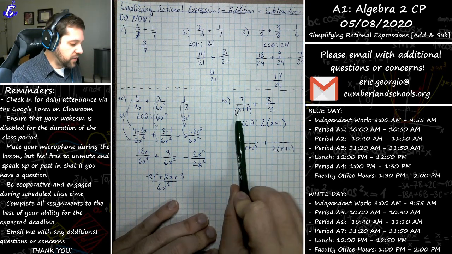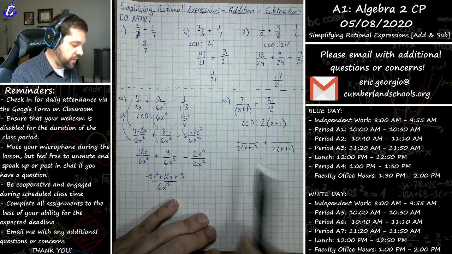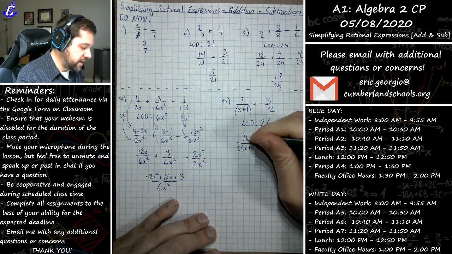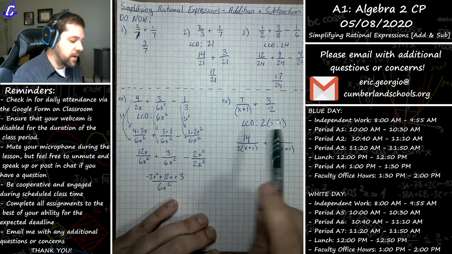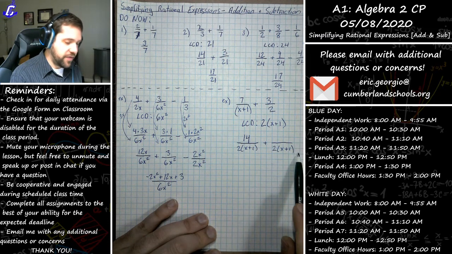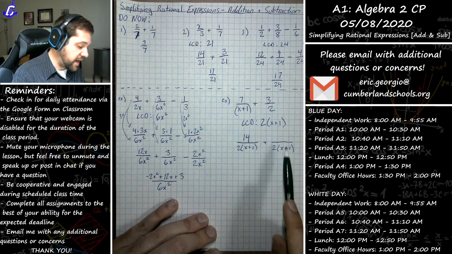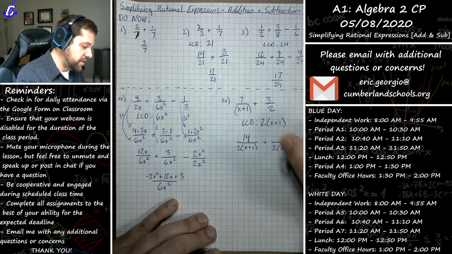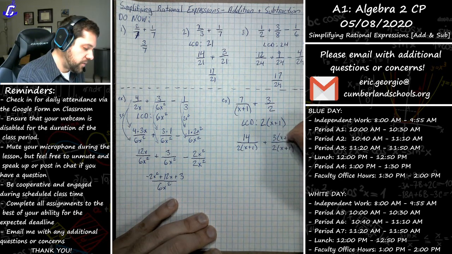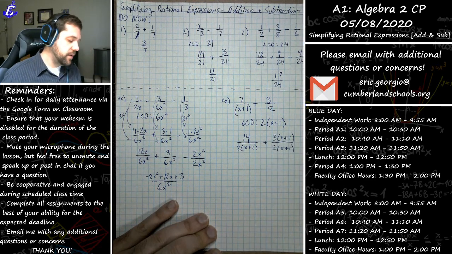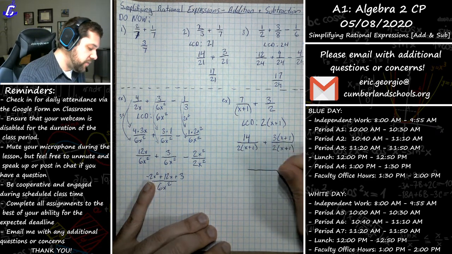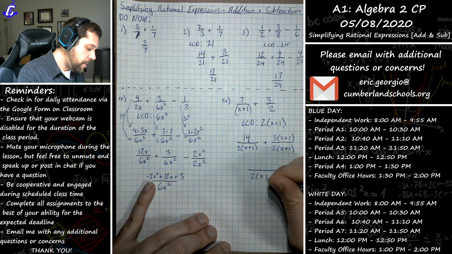So what do I need to multiply this by in order to get this? Multiply it by 2. So we do the same to the top, giving us 14, 7 times 2. What do I need to multiply this by in order to get this? Well, we're missing this piece of x plus 1. So that's exactly what we need to multiply by. We have to do the same in the top. We get 3 times x plus 1. Now they have the same denominator. We can go ahead and stick them together.